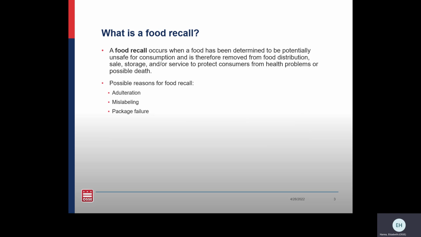A food recall occurs when a food has been determined to be potentially unsafe for consumption and is therefore removed from food distribution, sale, storage, and/or service to protect consumers. Food recalls occur for a number of reasons, including adulteration, mislabeling, and package failure.